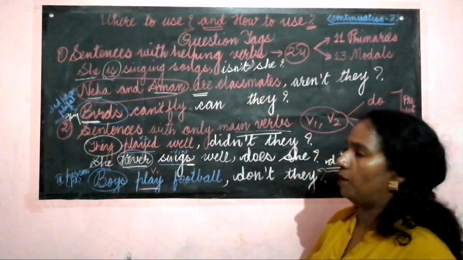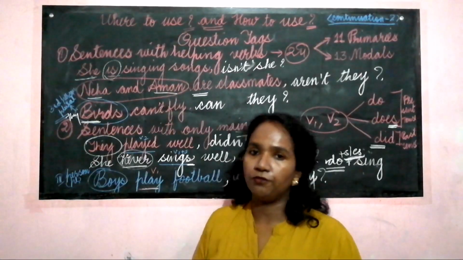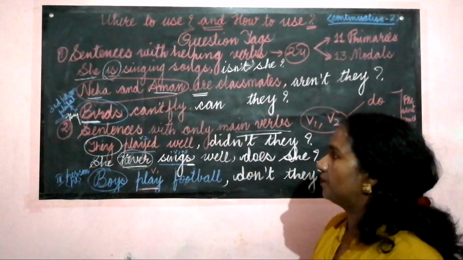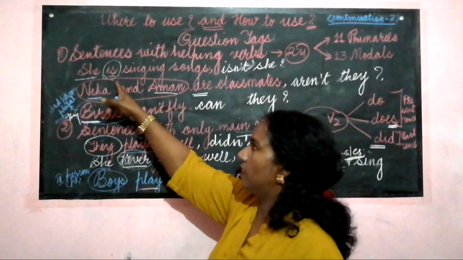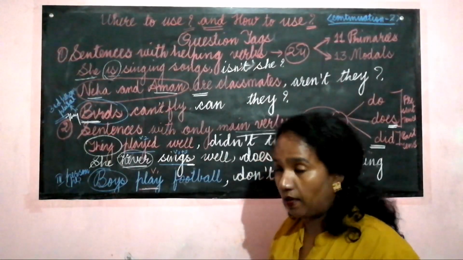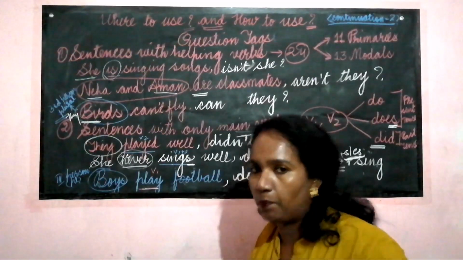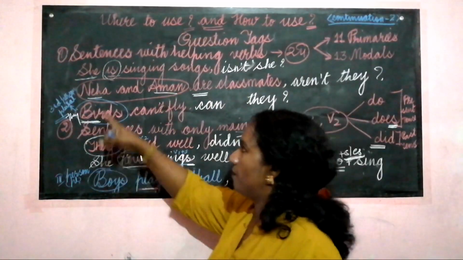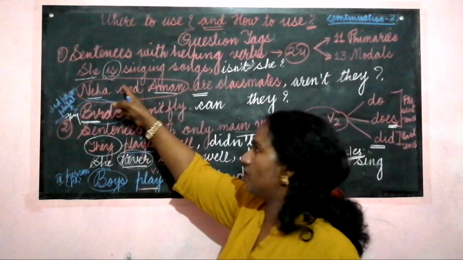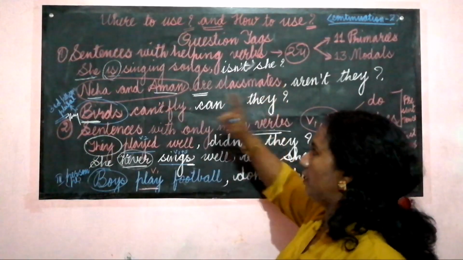So when we have helping verbs, how should one form the question tag? She is singing songs. Is is the helping verb. In this case, we have to use that same helping verb for making the question tag. It is a positive sentence, as there is no negative word. When the statement is positive, the tag must be negative.